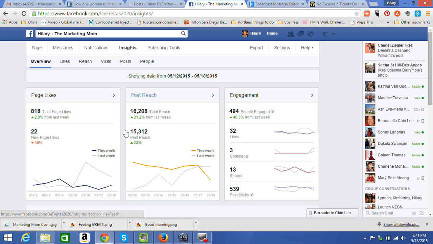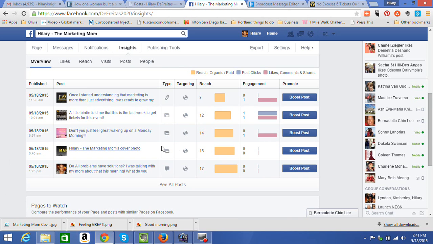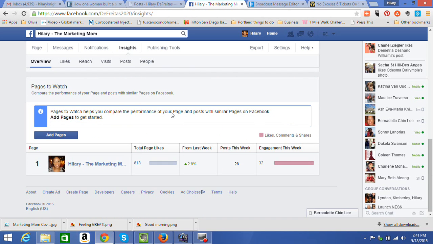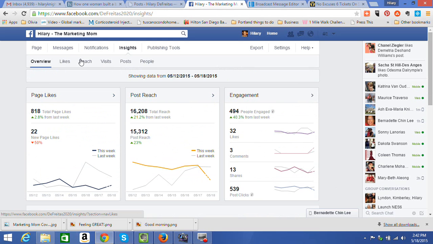The first thing you're going to notice underneath the insights tab is six little tabs: overview, likes, reach, visits, posts, and people. Basically what Facebook is saying is that these are the things they think you, as a person managing a fan page, are going to be interested in. They give you a quick overview of the page likes, your post reach, engagement, and a little breakdown of your different posts. But you really want to drill into each of these tabs.